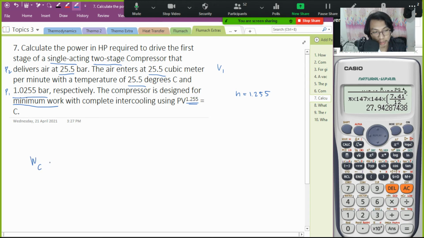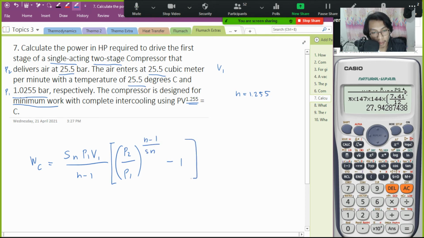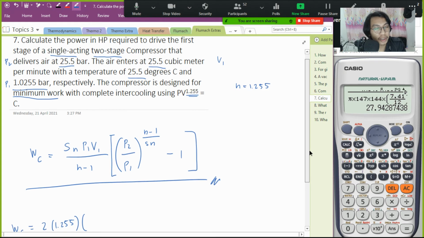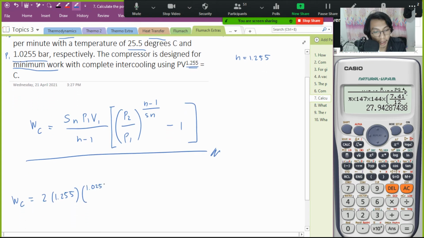So, work of the compressor, two-stage yan. Ito na lang is N, P1, V1, over N minus 1, multiplied to P2 over P1, N minus 1 over S N minus 1. Huwag mo nang pahirapan sarili mo. Ito na yung general formula for multiple stage. So, the work of the compressor is equal to S, two-stage, times N, 1.255, times P1, that is 1.0255 bars. 1.0255 bar times 100 kPa. Kilonewton per meter squared na lang. Divide by 1 bar.